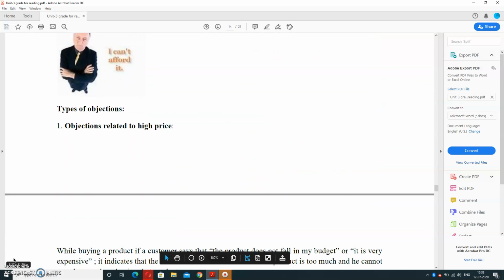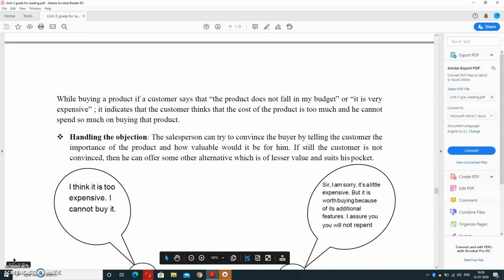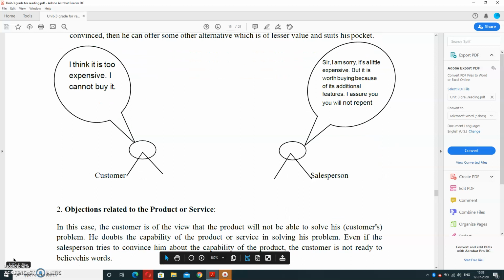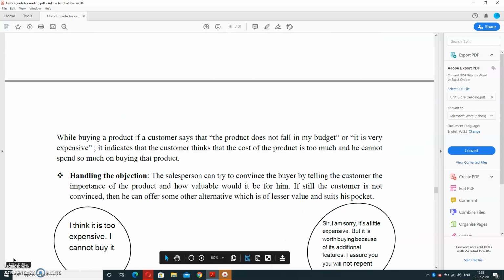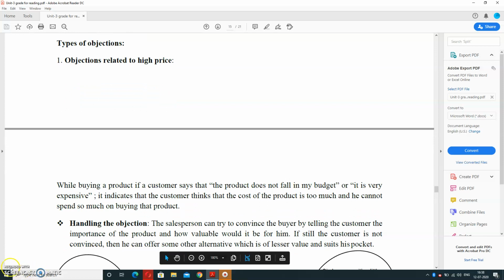Types of objection: objections related to high price, objections related to the product, services, and many more examples are there. Now we'll discuss one by one. Like the first one is objection related to the high price.